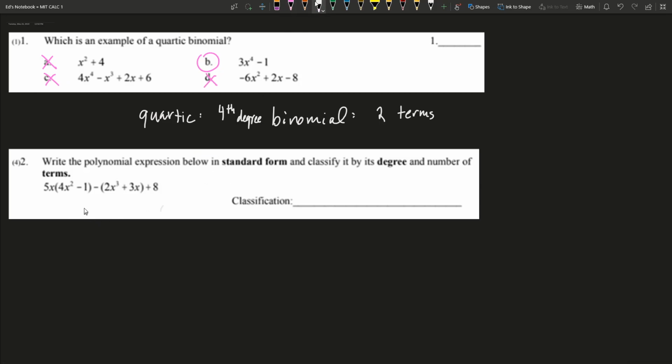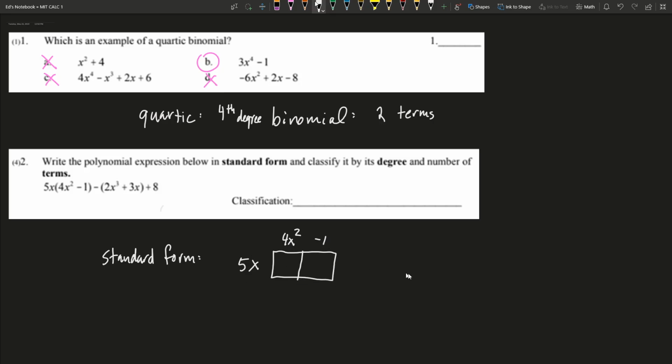All right, let's move down. So now number two says, write the polynomial expression below in standard form and classify it by its degree and number of terms. So first we need to put this in standard form, which means you would have to expand this first expression, which is 5x times 4x squared minus 1.